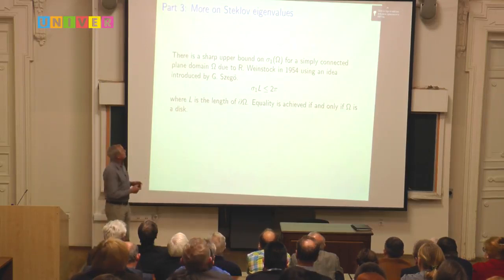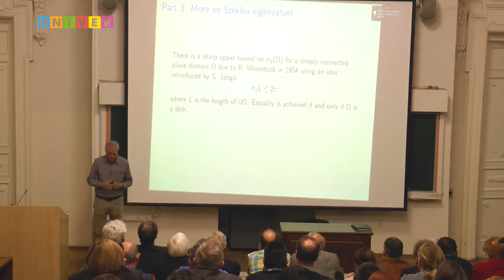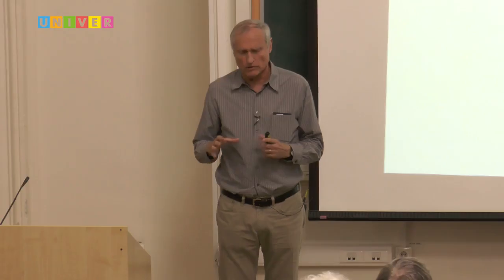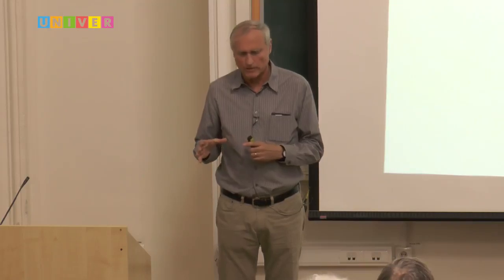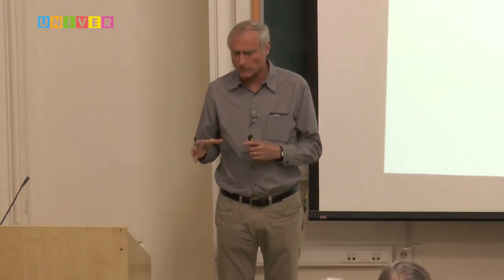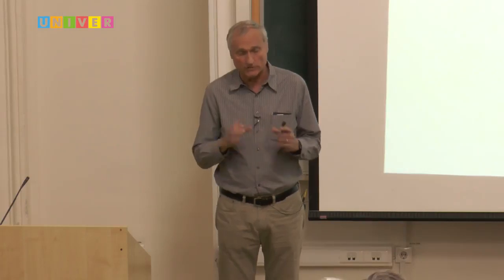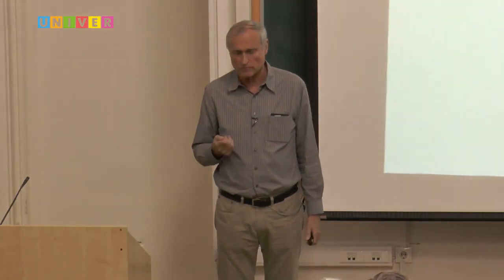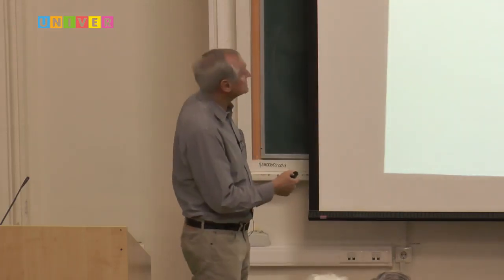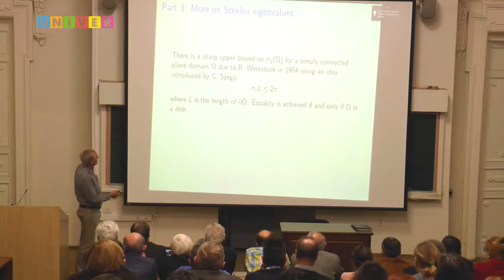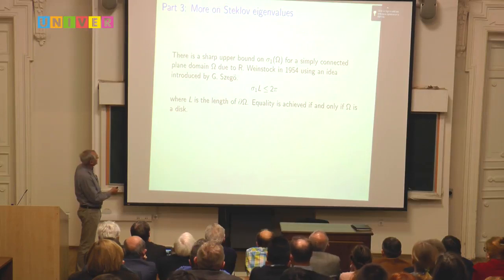Okay, and now coming back to our extremal problems, it turns out that about 15 years before Hirsch's theorem, there was a general theorem of a very similar type with a very similar proof, which was proven about the first Steklov eigenvalue. And this is a theorem of Weinstock from 1954. And actually, it uses the idea introduced by Zago that I mentioned earlier for Neumann eigenvalues.